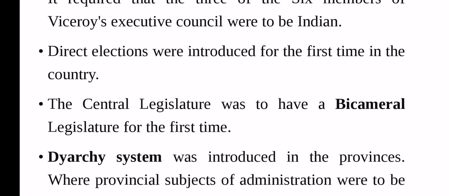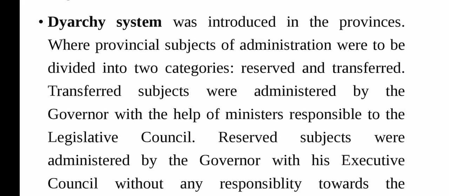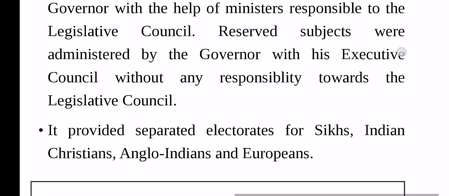Direct elections were introduced for the first time in the country. The central legislature was to be bicameral for the first time. Diarchy system was introduced in the provinces, where provincial subjects of administration were to be divided into two categories: reserve and transfer. Transfer subjects were administered by the governor with the help of ministers responsible to the legislative council. Reserve subjects were administered by the governor with his executive council without any responsibility towards the legislative council.